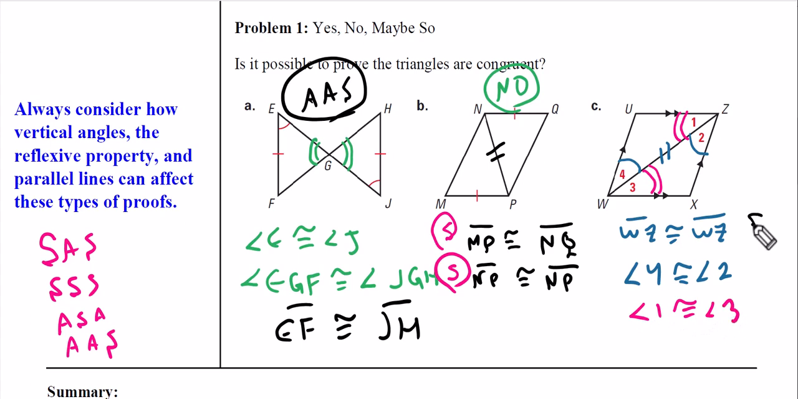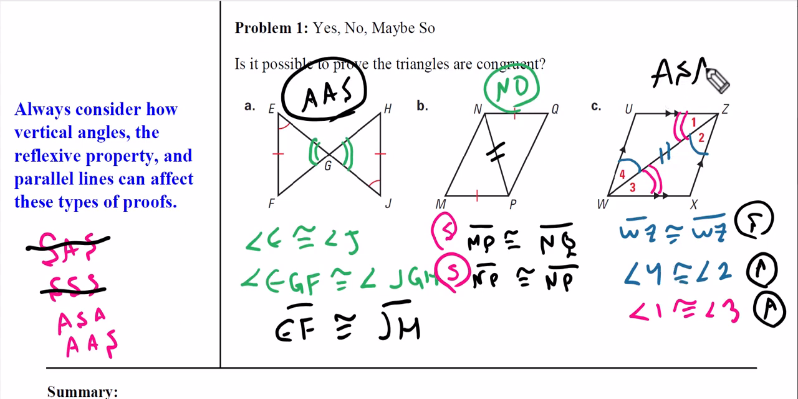Now, note that we have a pair of sides, we have a pair of angles, we have a pair of angles, so that rules out those two. Those are our two options, but is the side the included side between the two angles? And the answer is yes. And so this is going to be angle, side, angle.